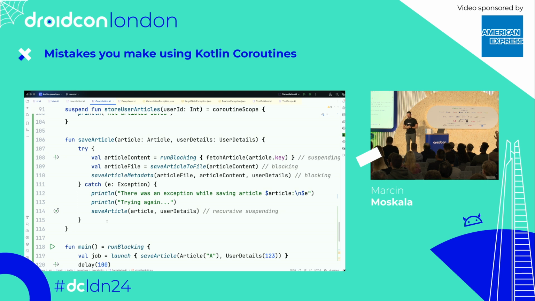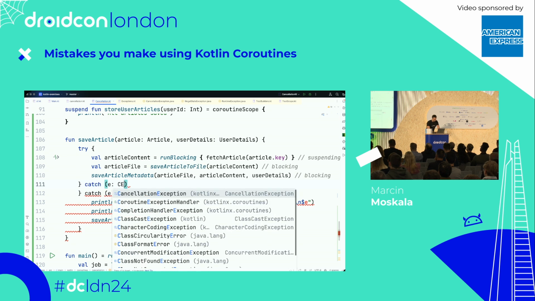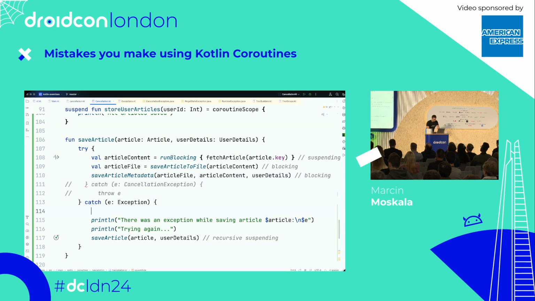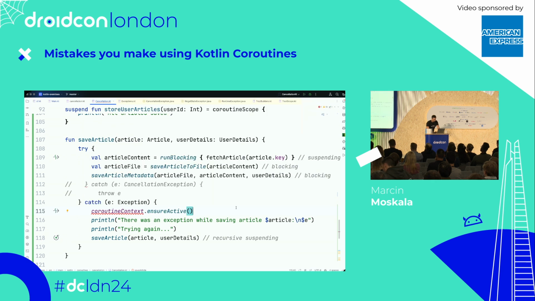Cancellation exception instead of generic. Yes, I will accept that. Sorry, I need to write it down. There are two ways we can write it. Catch a cancellation exception, throw e. That's one, or a different way is coroutine context ensure active. Okay, there is a different problem in here, but I will get back to that.